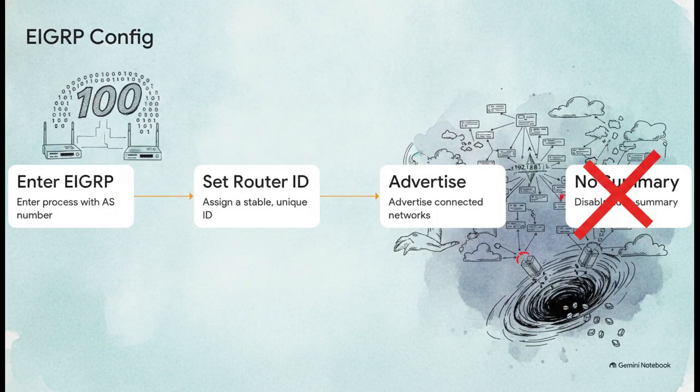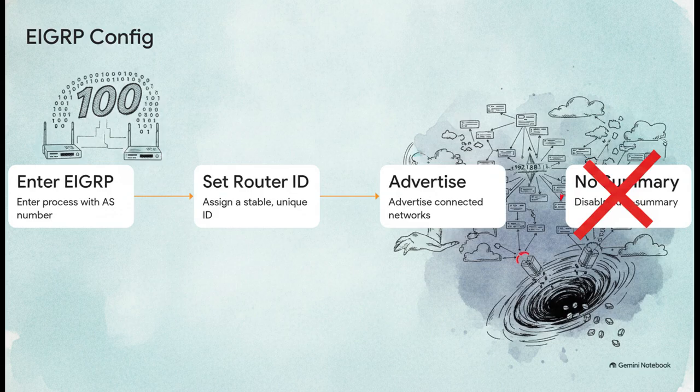Now, what about routing traffic between locations? If we're using EIGRP, the bring-up sequence looks like this. We enter the router process, ensuring our autonomous system, or AS number, like 100, matches everywhere. Then we set a stable router ID, we advertise our local networks, and importantly, step 4, we disable auto summary.